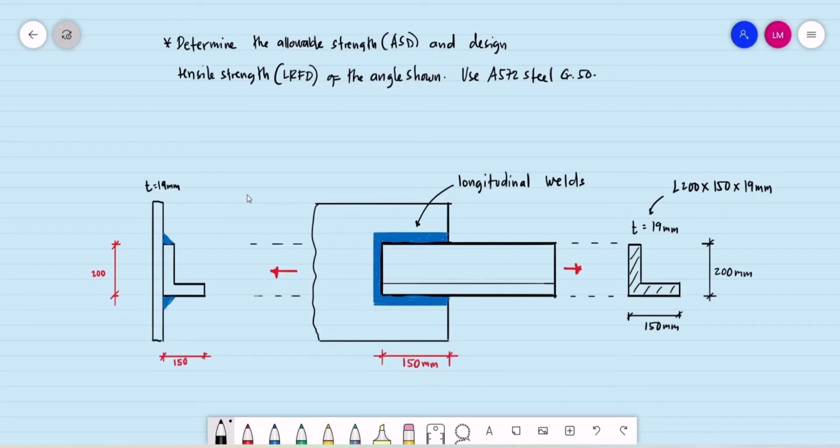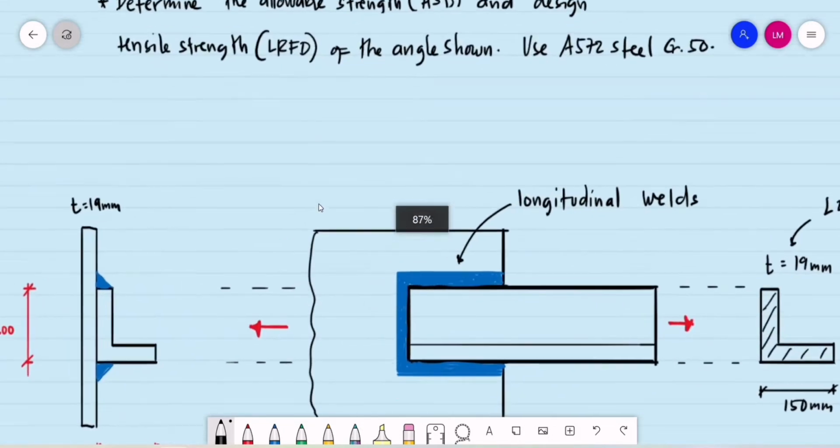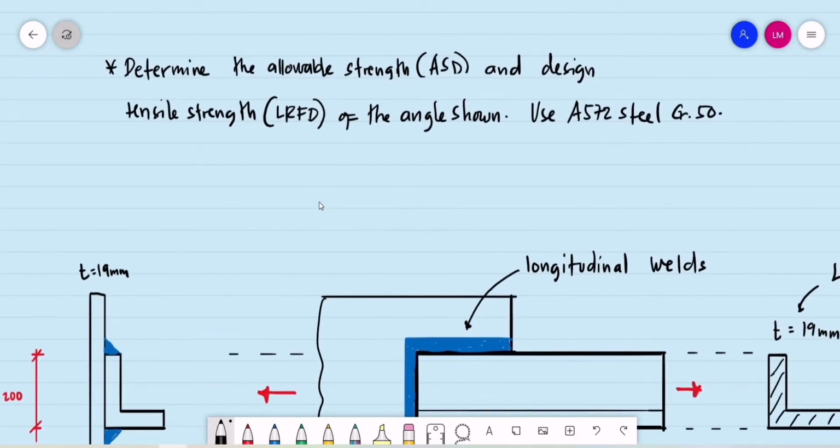Okay, good day. So still under the topic, design of tension members, but this time we are to design a tension member with a welded connection. So let's have this example. Determine the allowable strength, that is the ASD, and the design tensile strength, that is for the LRFD, of the angle shown. We are to use A572 steel grade 50.